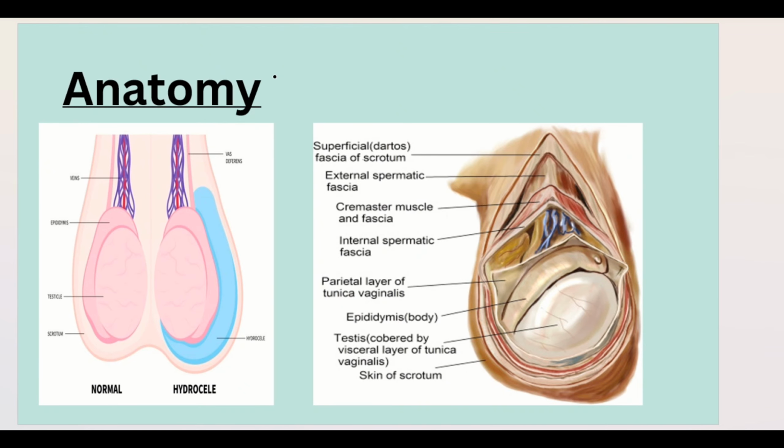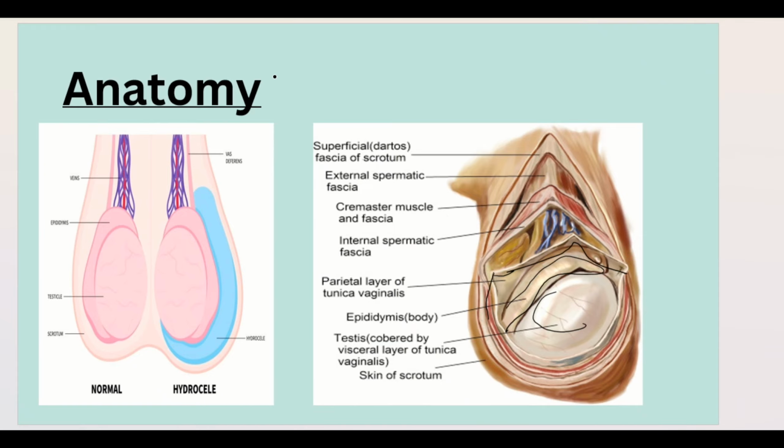So here you can see in this diagram, I have shown different layers of the scrotum. So this is the testis, and above it is the epididymis. This is the body of the epididymis. Now testis is covered by the visceral layer of tunica vaginalis. Tunica vaginalis has another layer. This one is the parietal layer of tunica vaginalis.